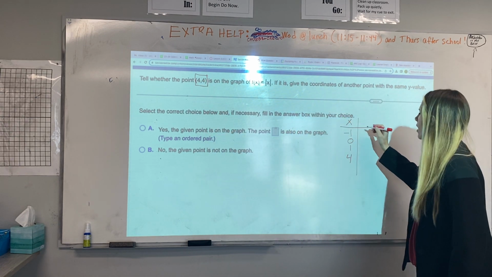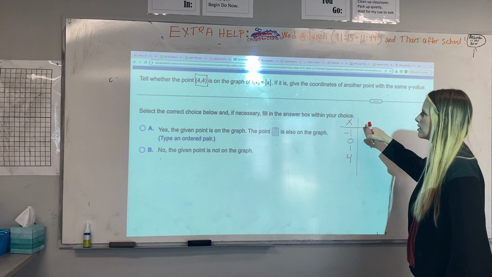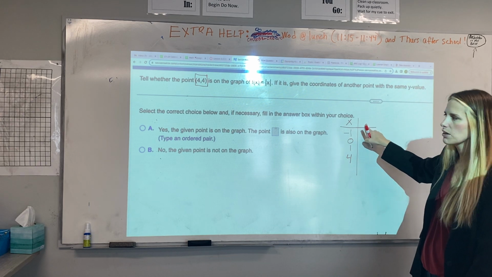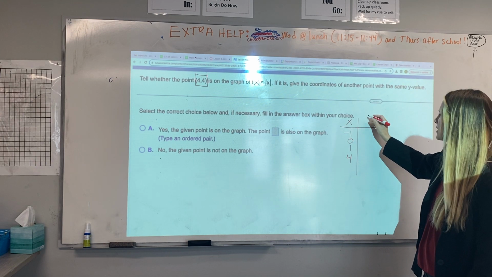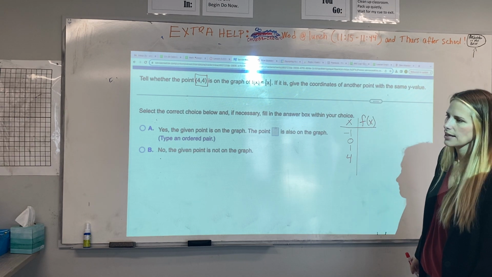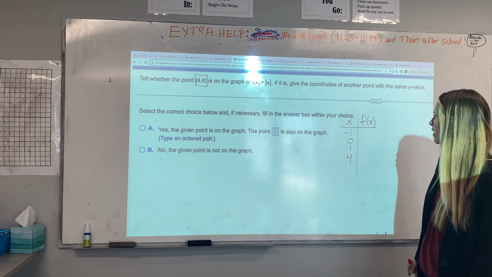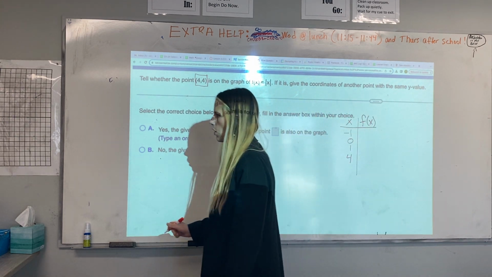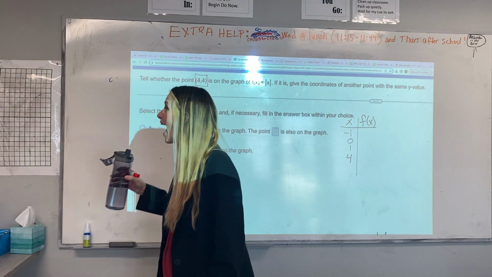Now, we could put this as the y values, but since we're working with functions, the y is actually called the function of x. It's the same thing as the y value. It's all the output.